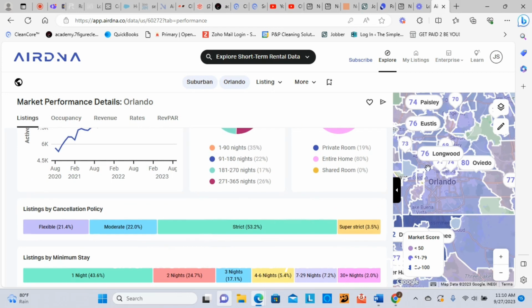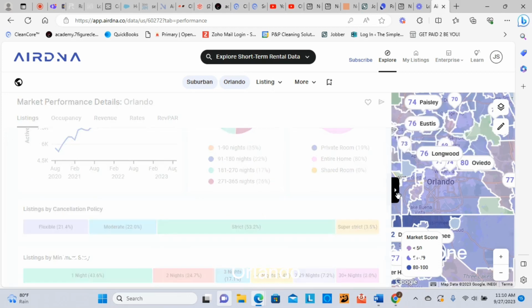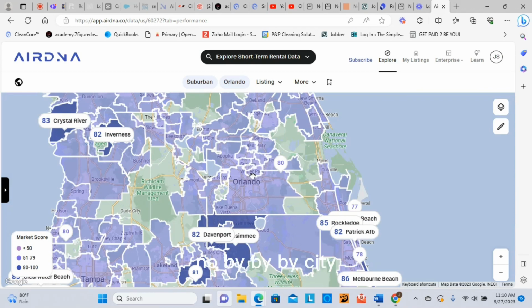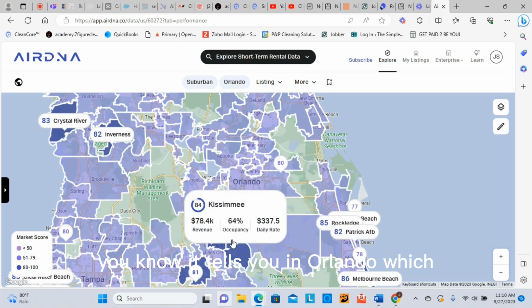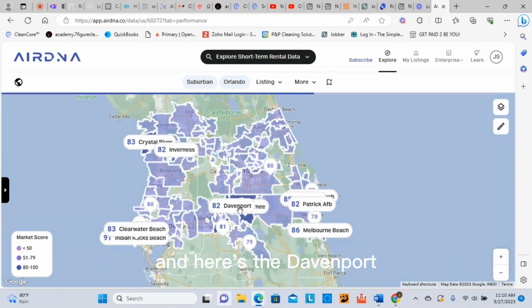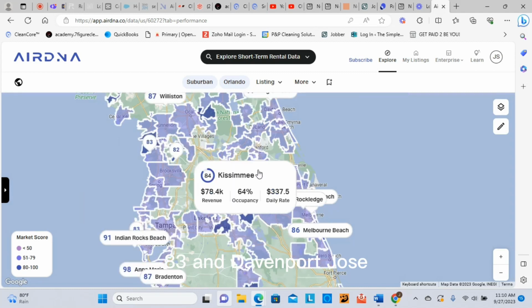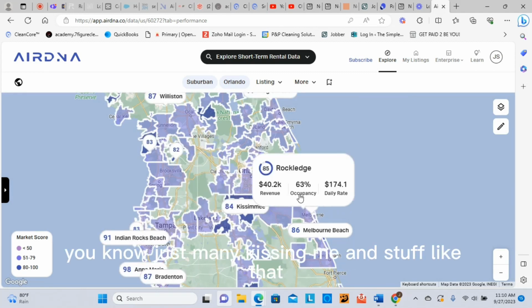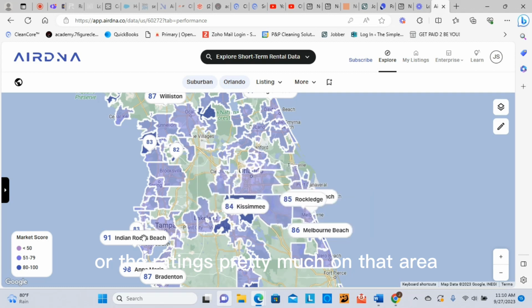And then over here you have a map. You open it up here, and it will give you everything in Orlando by city. It tells you which ones are there, which ones are not. Here's Davenport, 83 in Davenport. It will say this many in Kissimmee and stuff like that, or the ratings on that area. You can click on those and go to those too if you wanted to, so you can see the other areas around.